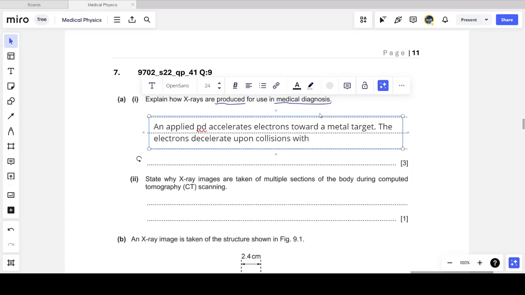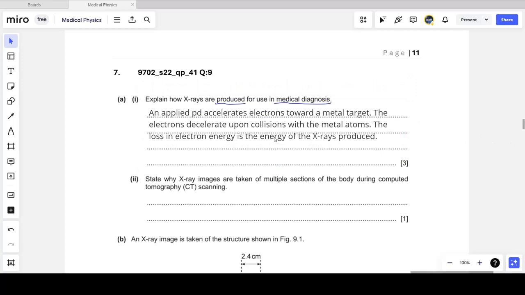So I'm going to say upon collisions with the metal atoms. And we know that when electrons are decelerated, because they lose energy, they give off that energy in the form of radiation. So the electrons decelerate upon collisions with the metal atoms, and the loss in electron energy is the energy of the X-rays that are produced. And remember, the loss in electron energy differs from electron to electron, so the energy of the X-rays produced also differs from X-ray to X-ray.